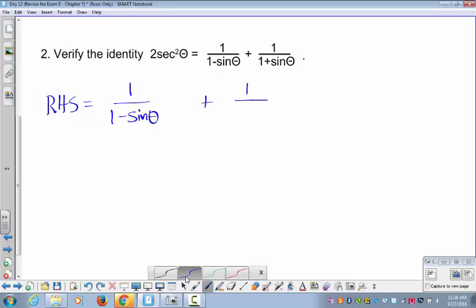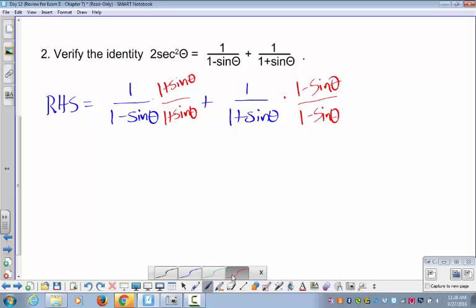I'll give myself a little bit of space. So what are we multiplying the first one by, top and bottom? 1 plus sine theta. Yep, 1 plus sine theta over 1 plus sine theta. And this one we're multiplying top and bottom by 1 minus sine theta. Yeah, so those denominators, mathematically we call them relatively prime. So we multiply them together to get the LCD, the least common denominator.